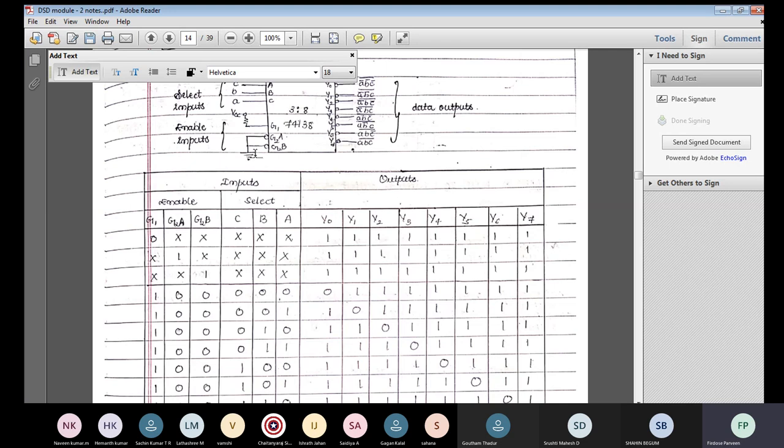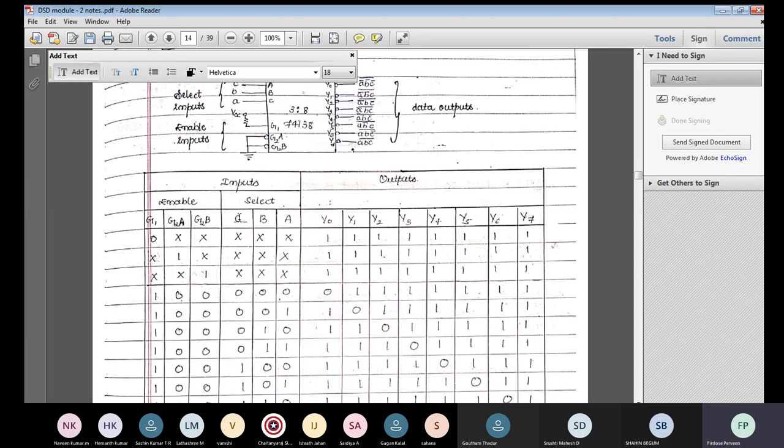If suppose G2A is 1, then also we will not be getting output. If G2B is 1, we will not be getting output. What is the condition? Always, this should be 1 and these should be 0, 0. Only then will we be getting the output. Only when G1 is 1 and G2A and G2B are 0, 0, only then will we be getting output. You can see here, the condition is satisfied.